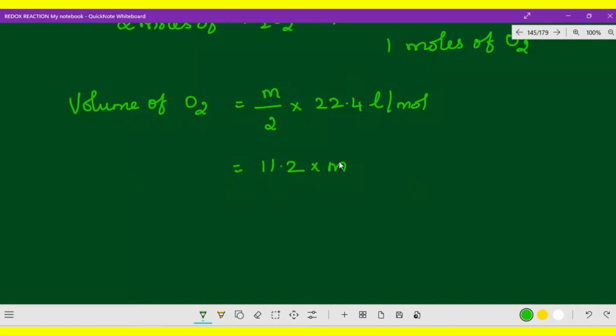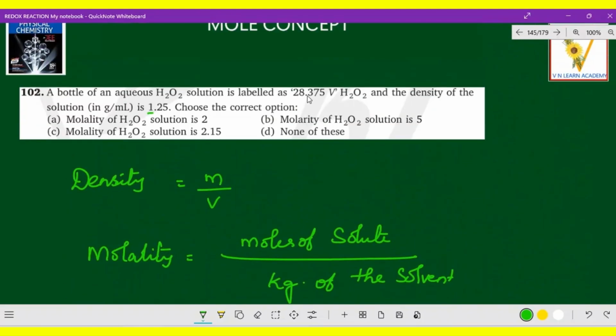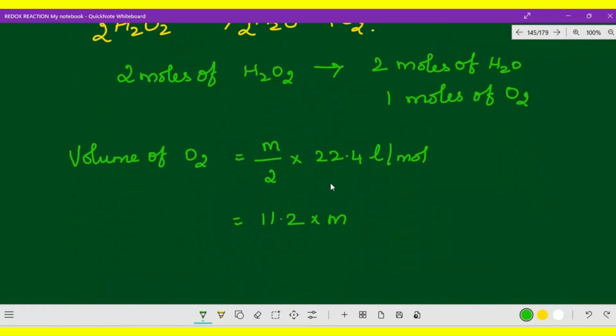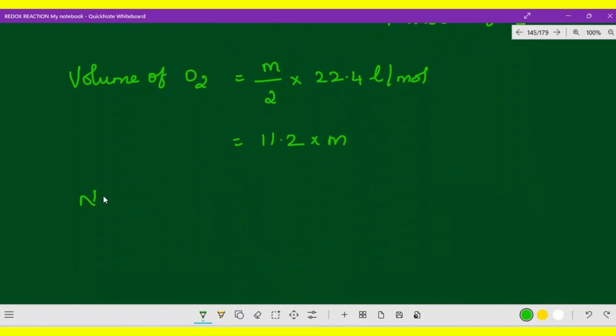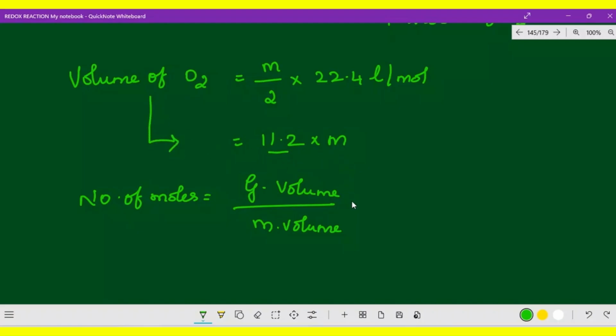Now we have to identify the number of moles. How to identify the number of moles? They have given the volume, 28.375 volume. That is the given volume, and we have the molar volume. So number of moles equals given volume divided by molar volume. If it is a solid substance, it is given mass by molar mass. So here, given volume by molar volume. Right now, can we apply the given volume?